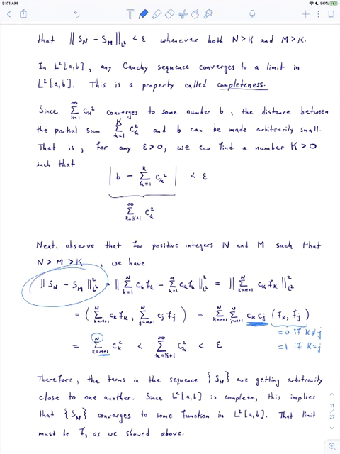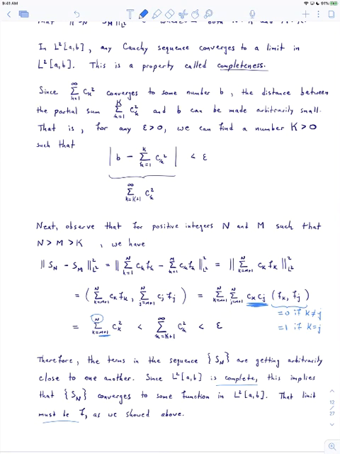That means that the terms in this sequence are getting arbitrarily close to one another. So eventually, all of these terms are as close together as you want them to be. And since this L2 space is complete, it implies that Sn converges to some function in L2. So that limit must be f, as we showed above. So this series does converge in L2, and it must converge to f. This is really what we wanted to prove.